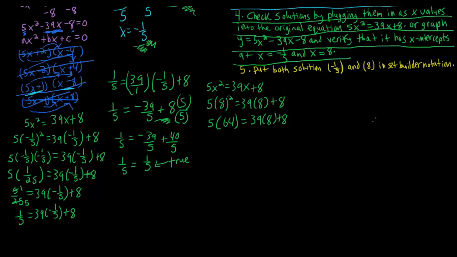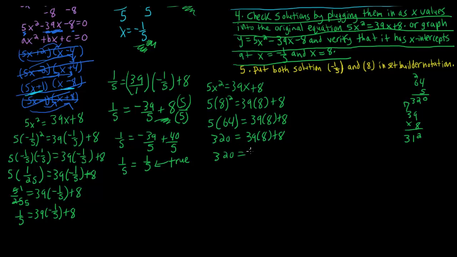5 times 64, let's see, 4 times 5 is 20, 6 times 5 is 30, 300, 320. So 320 equals 39 times 8 plus 8. And then 39 times 8, 8 times 9 is 72, carry the 7, 8 times 3 is 24, plus 7 is 21. No, this should be 8 times 3 is 24, plus 7 is 31, not 21. So it should be 312.